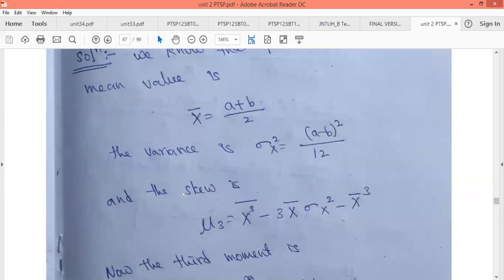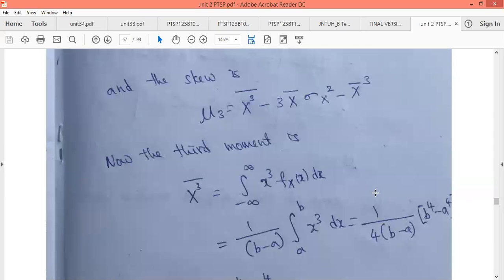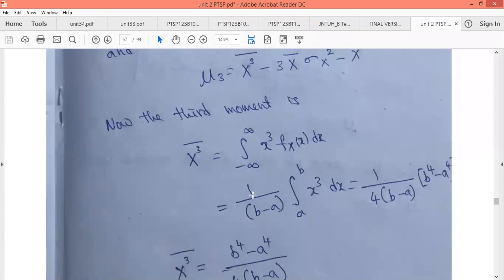The skew is given as mu3 is equal to x cube bar minus 3 x bar sigma x square minus x bar cube. Now we have to find the third moment. What is the third moment here? X cube bar can be written as the integral from minus infinity to plus infinity of x cube f_X(x) dx. Now it is 1 by (b minus a), which is defined only from a to b. So the limits are from a to b, x cube dx. So it is equal to 1 by 4(b minus a).